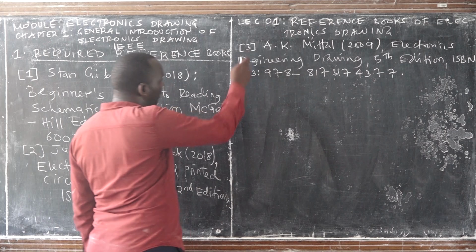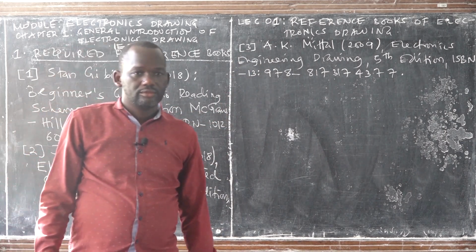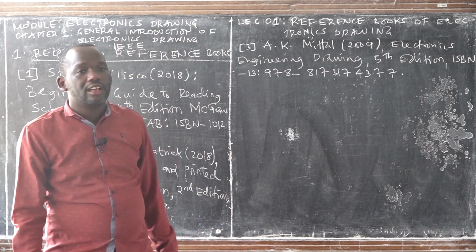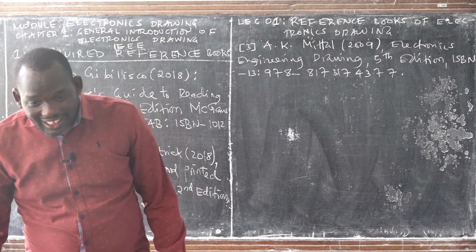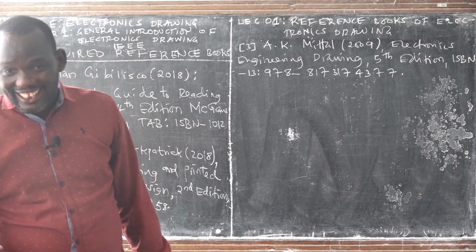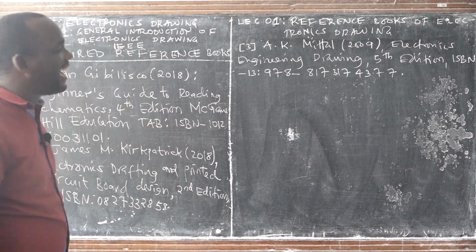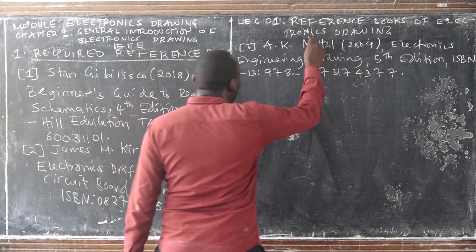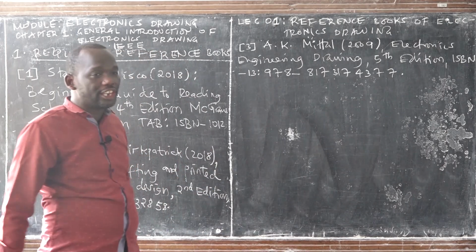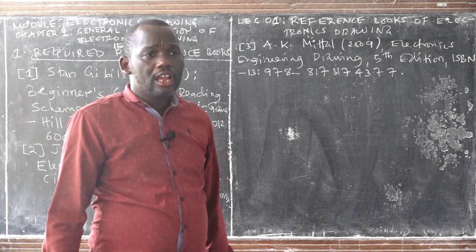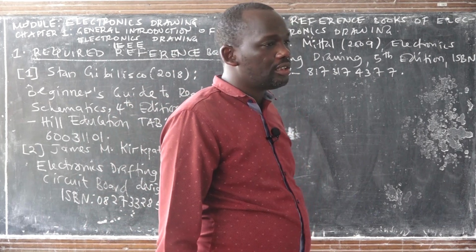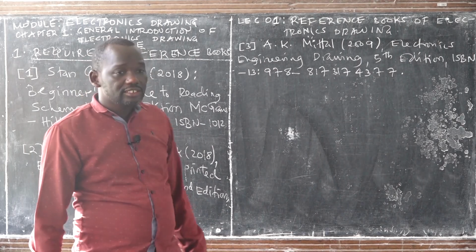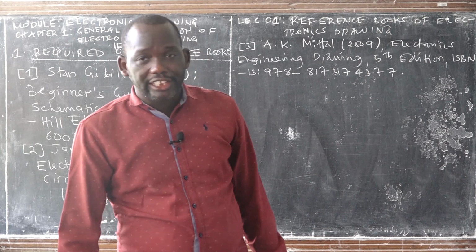This is the said reference. That's why we have a square bracket and number 3. Then next we expect to have the name of the author. What are the names of the author? A.K. Metal. What is the year of publication? Then what is the name of the book?